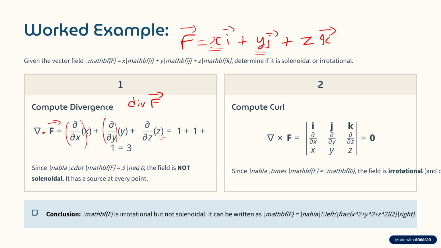So if we do the dot product, we get dou by dou x of x plus dou by dou y of y plus dou by dou z of z. If you partially differentiate x with respect to x, you get 1. Partially differentiate y with respect to y, you get 1. Partially differentiate z with respect to z, you get 1. So altogether it is equal to 3, which is not equal to 0. Therefore, divergence exists, but it is not equal to 0, so the vector is not solenoidal. If it were equal to 0, we could conclude that it is solenoidal.